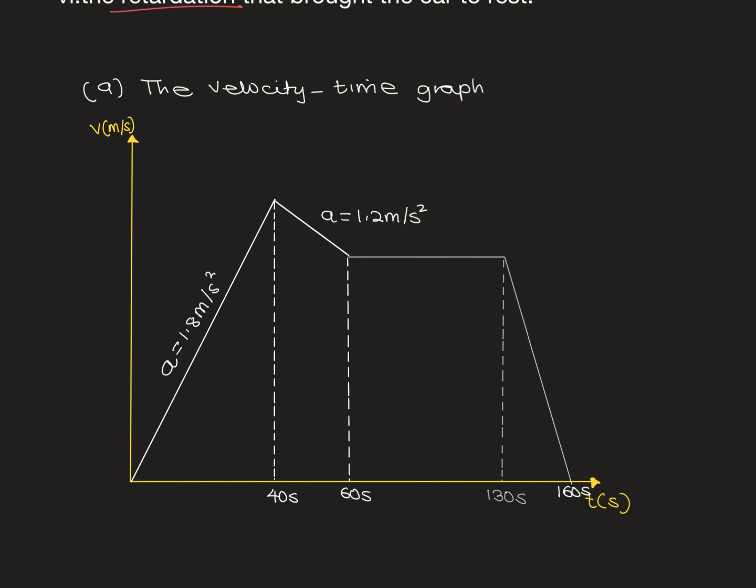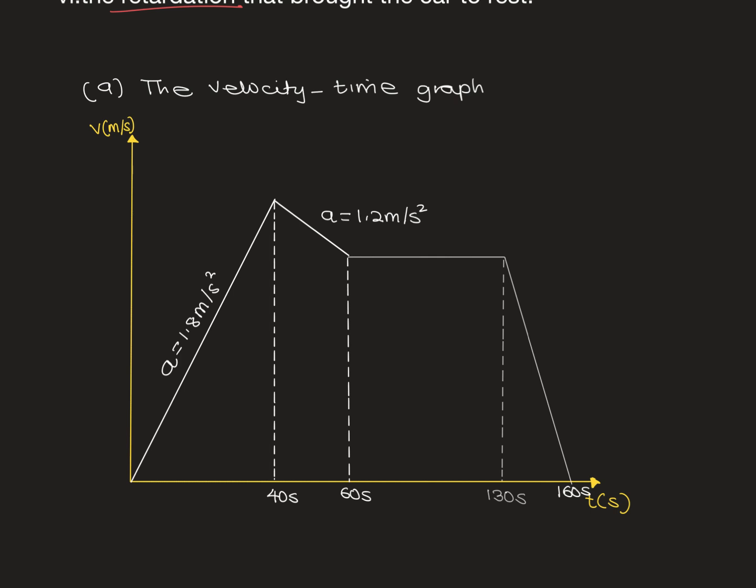To give a quick summary, the car starts moving from rest here and it accelerated at 1.8 meters per second squared to attain a velocity at this point. That is the final velocity during the first phase of the motion. After that, the car decelerated uniformly at 1.2 meters per second squared to attain a constant velocity here. It then moves with that constant velocity for 70 seconds, after which it decelerated to rest in 30 seconds.